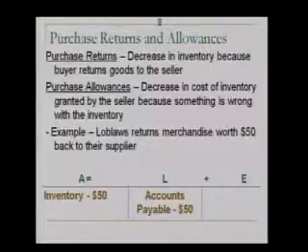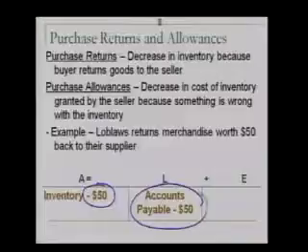As the buyer, you might also want to return some merchandise or ask for an allowance. Something's wrong, there's a scratch on it, whatnot. So Loblaws returns merchandise worth $50 back to their supplier. How do they account for that? Inventory goes down, and they get a reduction of their account payable.